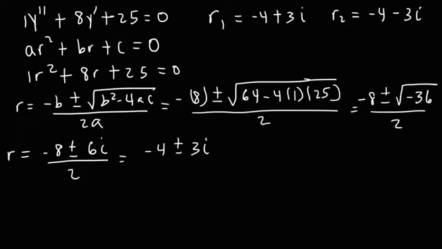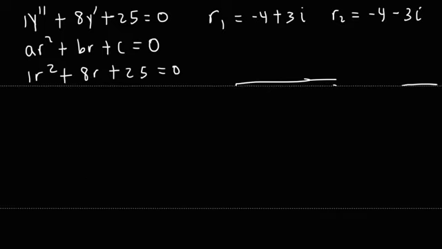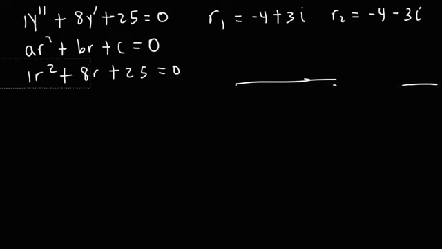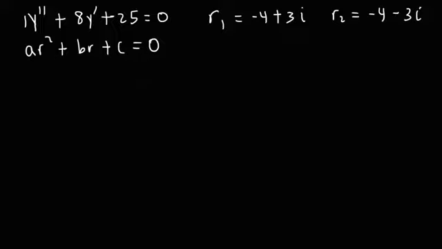So now let's get rid of this. Now once you have the answer in this form, you also want to write this expression. r1 is alpha plus beta times i. r2 is alpha minus beta times i. So in this form, you could see that alpha is -4, beta is 3. So let's go ahead and write that.